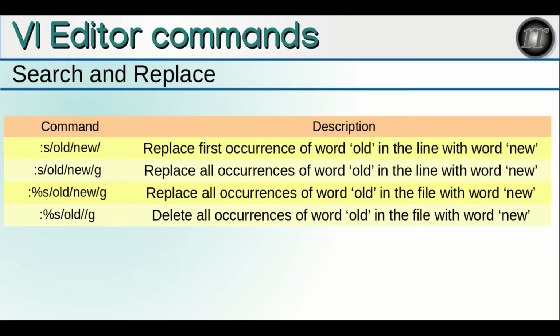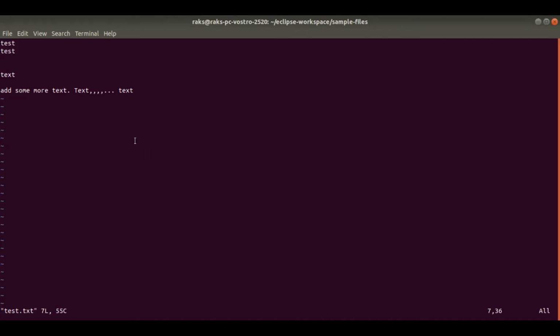What if we want to search and replace any word with a new word? In this line we have to replace this word, say test. So what we will do is colon, the old word, the new word, text. It will replace just the first occurrence of the word in the line. You can see it is replaced with the text.